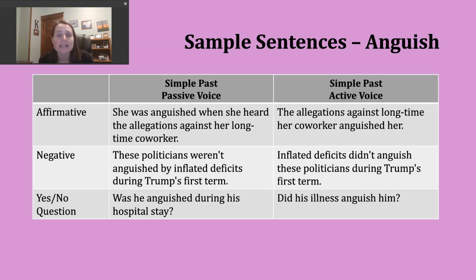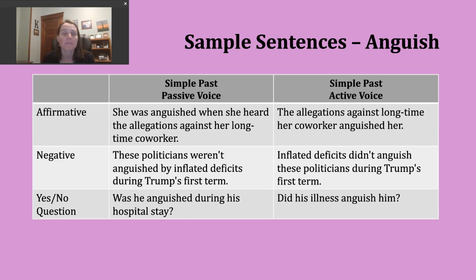In the simple past tense, but in the passive voice, again, our sentence is going to begin with our object, that person or thing that has been acted on. Then we'll use either was or were, and then the participle form of the verb. You can see this. She was anguished when she heard the allegations against her longtime coworker.